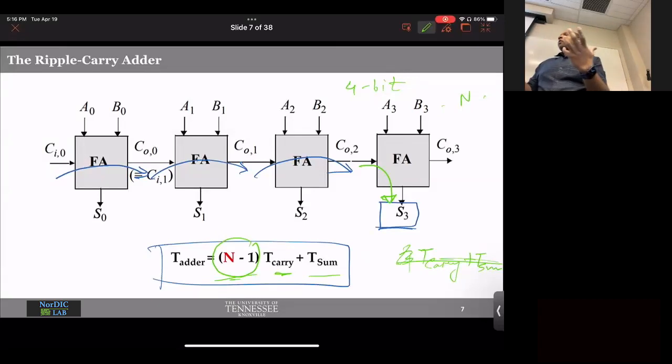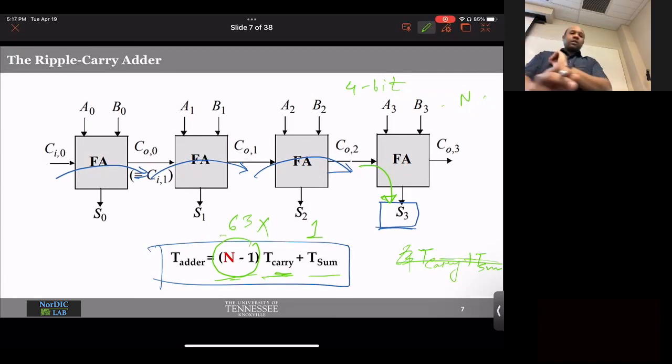What should be the most of our concern? The carry delay. If we could somehow reduce the delay for carry, things will be much better, right? Imagine you have a 64-bit adder, 63 times T carry and 1 sum. Who cares about sum delay, right? Just care about the carry delay, reduce the carry delay, and you'll be in good shape.